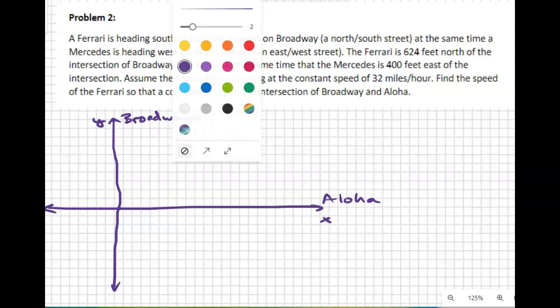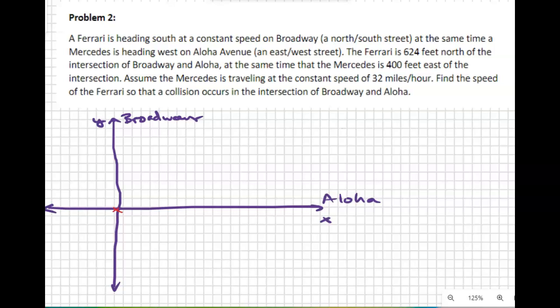Okay, so this is where we want the cars to hit. Maybe not want them. Okay, so the Ferrari is heading south, so we have a car right here. It's heading south. It's facing the wrong way, but anyway, it's 624 feet north of the intersection. So this right here is 624, that's on the y-axis. And then the Mercedes is 400 feet, so the Mercedes is more like here, 400 feet. So this is the Mercedes. This is heading this way and that's heading that way.